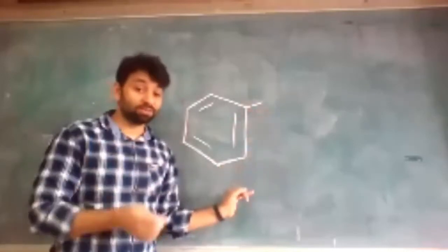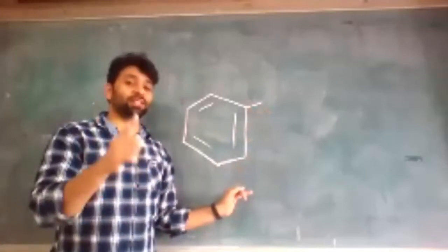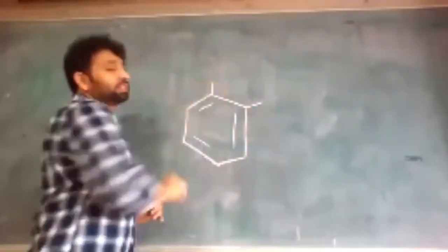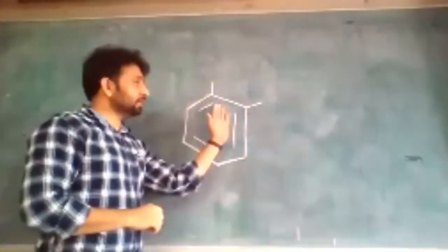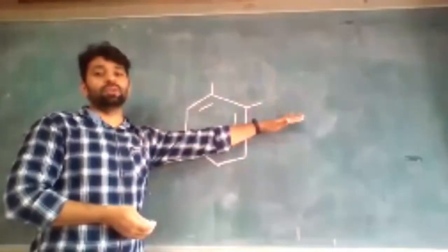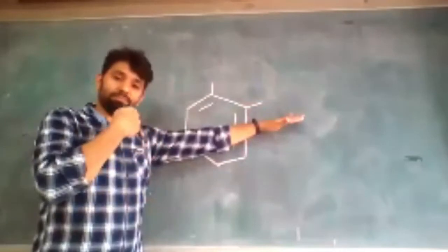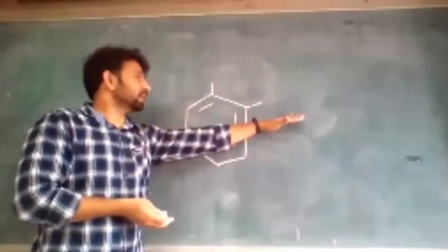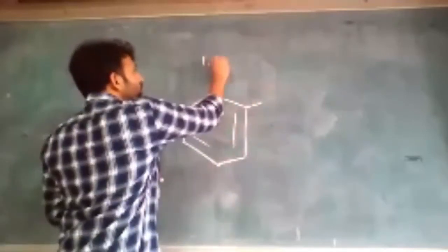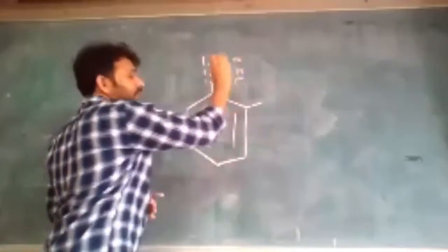If the functional group is present, then we can determine the position. Functional group, this is very important. If the functional group is present, then for the next subsequent substituent, we can call it ortho, meta or para. Means if there is a 1 and 2 position, it is ortho, 1 and 3 position meta, 1 and 4 position para.